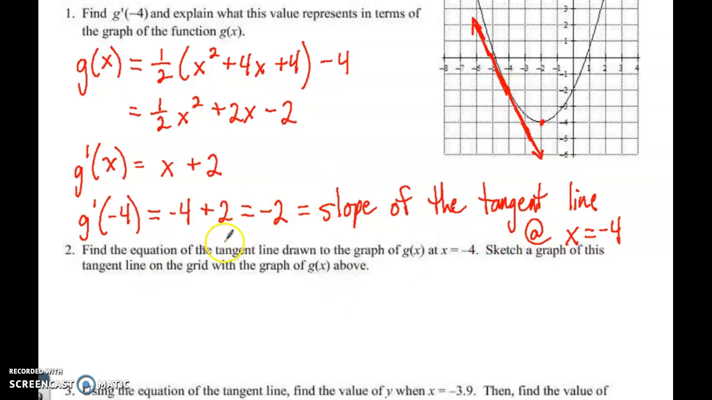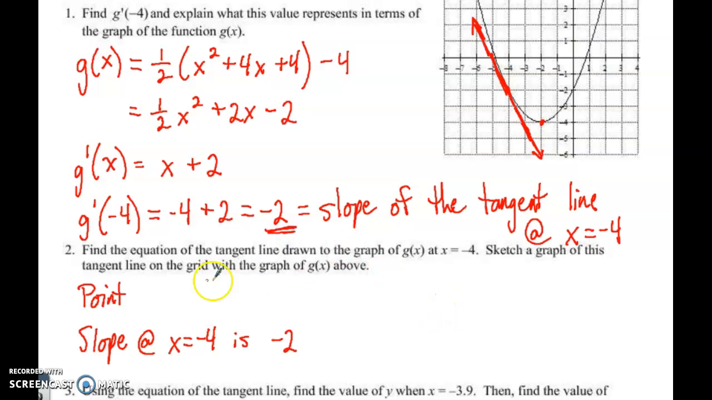Now there's two ways of doing this. The first way would be just continuing on since we have the graph and see where it crosses. Otherwise, and what people typically do is find the point and the slope. Well, we already found the slope at x equals -4 is -2. That's right there. And the point is -4 for the x-coordinate. We have to find the y-coordinate.